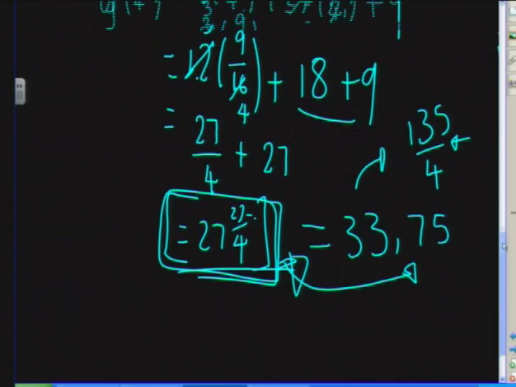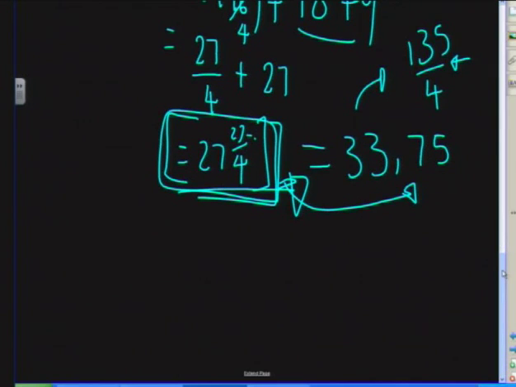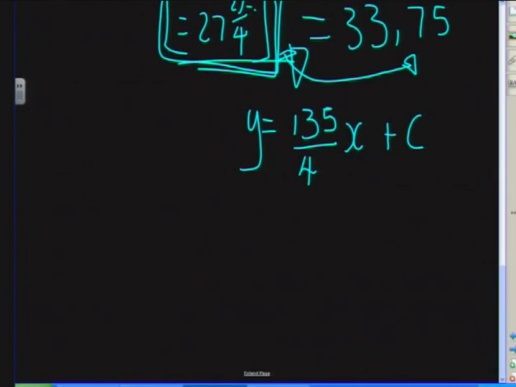Now that we've got the gradient, remember, this is now the gradient, as nasty as it looks. It is the gradient of the straight line. So the gradient of the straight line is going to be 135 over 4. And then obviously we times it by x and we add our c on. So this is now the gradient of the straight line. We still need to find c.